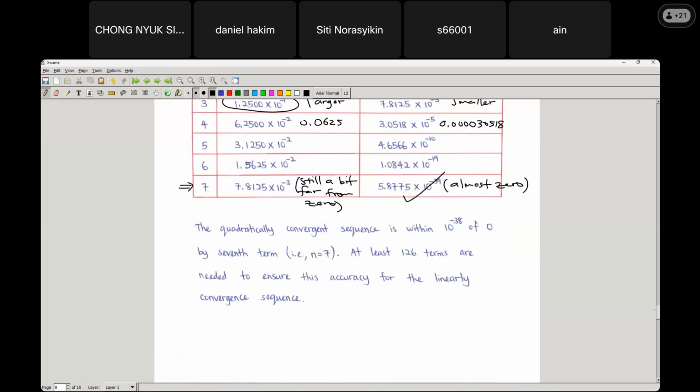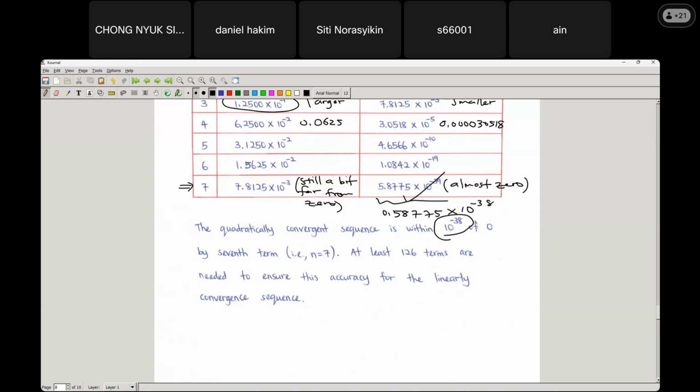Okay, so here I explain. You see, the quadratically convergent sequence is within 10 power negative 39 of 0 by the 7th term. At least 126 terms are needed to ensure this accuracy for the linearly convergent sequence. So this one you can rewrite as 0.58775 times 10 power negative 38. So that's how you get this 10 power negative 38.